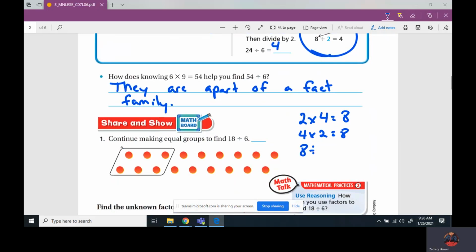Now, what's 8 divided by 4, Caleb? What's 8 divided by 2? You guys see how I use the same numbers? This is a fact family. Same 3 numbers to solve 4 different problems.